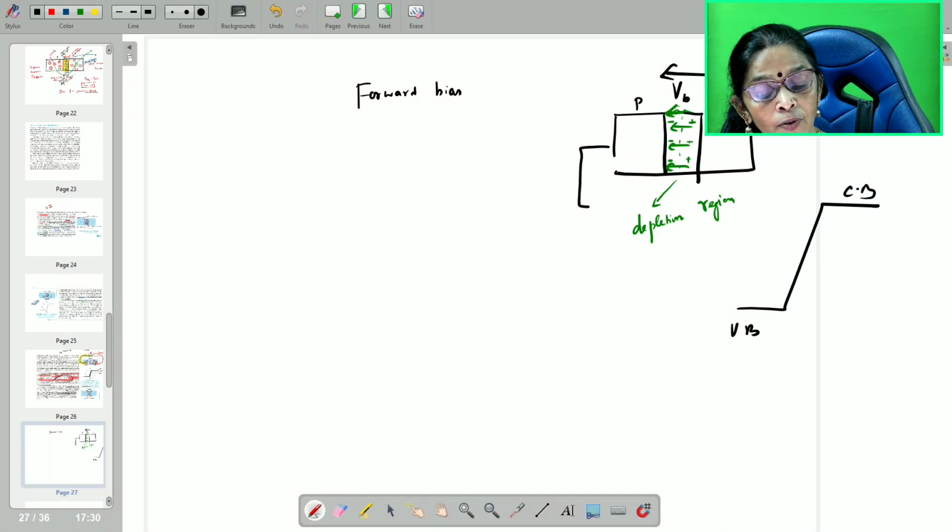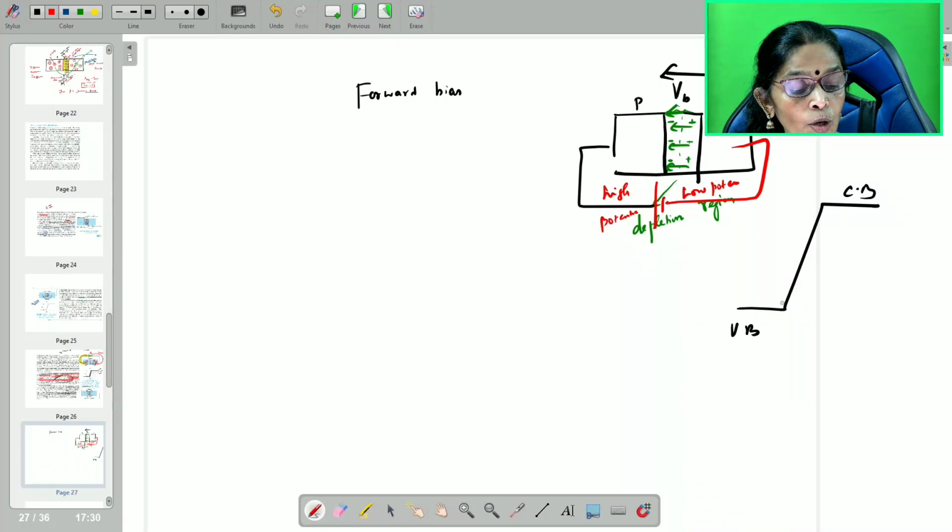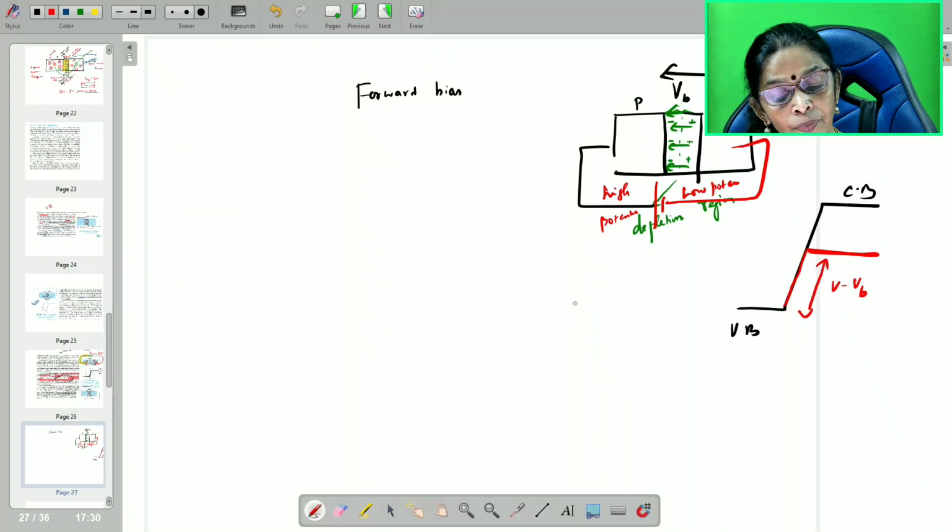Now I am going to give an external supply voltage: P to positive, N to negative, or P to high potential and N to low potential. When you give it like that, what will happen? The potential barrier becomes reduced. So this becomes V minus VB, where V is the external voltage and VB is the barrier voltage.